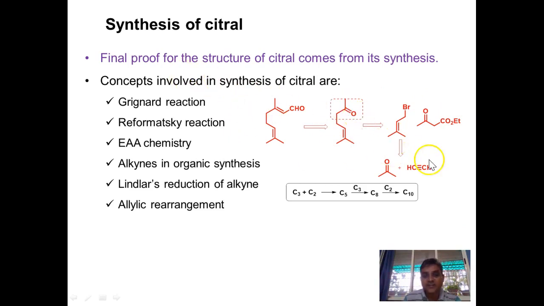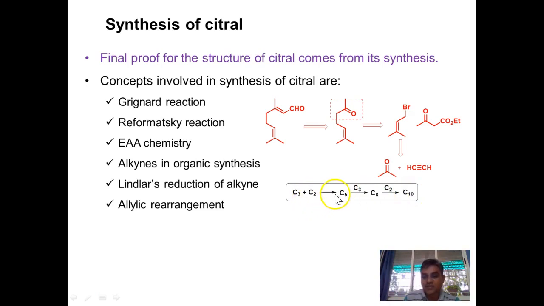In this case, the strategy, please try to understand here that acetone has 3 carbon atoms, and acetylene has 2 carbon atoms. These two joined together, we get a C5 unit. This ethyl acetoacetate provides 3 carbon atoms, we get a C8, that is methylheptanone. And later on the 2 carbon atoms are provided by Grignard reaction and Reformatsky reactions to get the 10 carbon atoms.